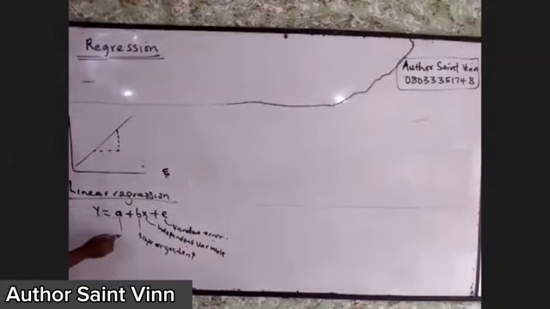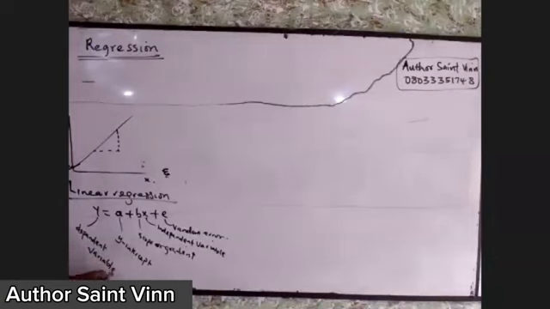Here a is the y-intercept, where the line meets the y axis. And y is the dependent variable. So this is a simple linear regression.